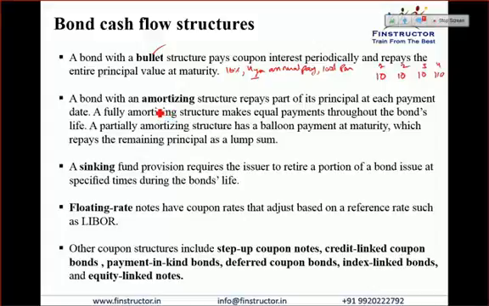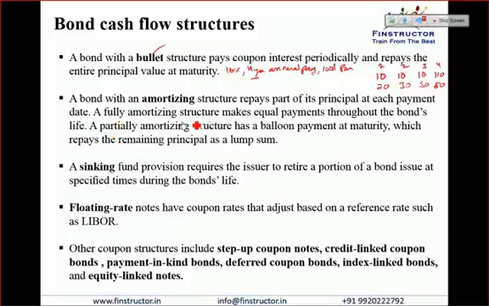A bond with an amortizing structure repays part of its principal at each payment date. So at each of these 4 coupon payment dates, a part of the principal is also retired. So in an amortizing structure, the payment would be something like 20, 30, 50, 50 or 60, so that there is not one big lumpy payment at the end. Some amount of the principal is retired with every coupon payment.